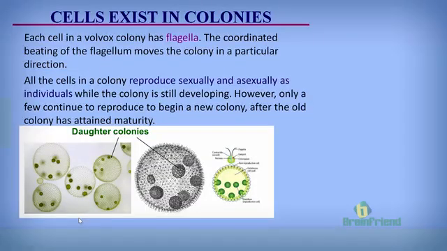All the cells in the colony reproduce sexually and asexually as individuals. And like I mentioned earlier, only a few cells are allowed to keep reproducing after the colony has attained maturity or after the colony has been fully developed. Those few reproductive cells, as we can see here, these cells at the middle, are the few cells that are allowed to keep reproducing because this colony has attained its full or maximum size. And those new cells that are produced from these reproductive cells break off to form new colonies.